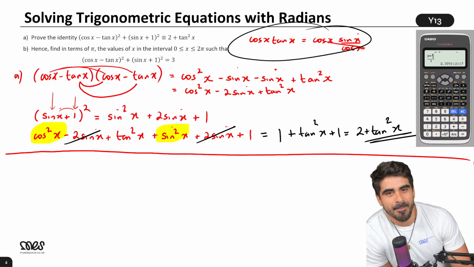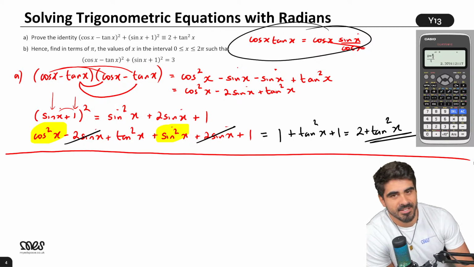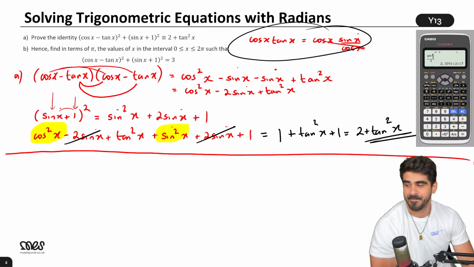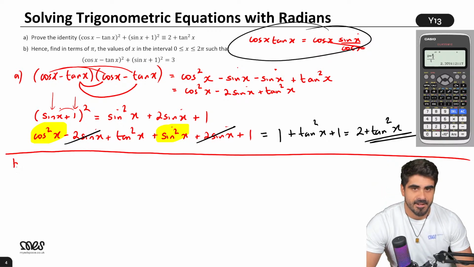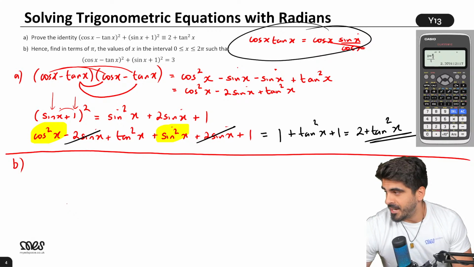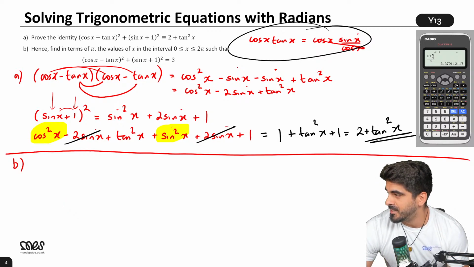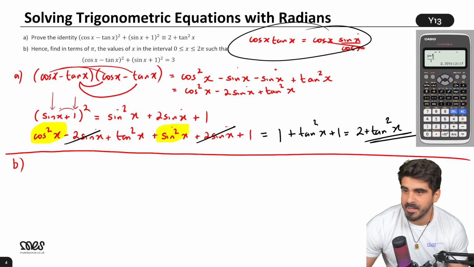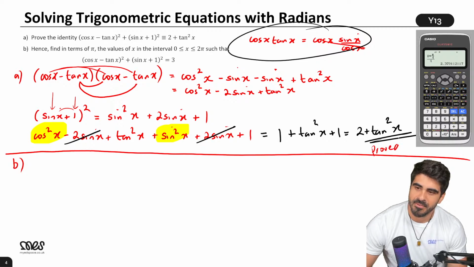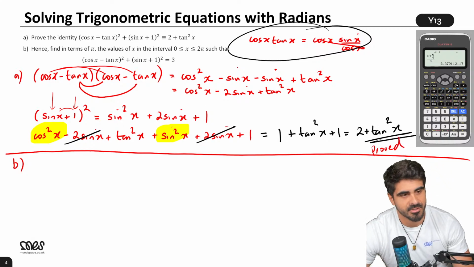Hence, find in terms of pi, the values of x between 0 and 2 pi, such that that is 3. All right, so what are we saying here? What's going on here, mate? Do you have to write QED? No, Kai. You don't need to write QED. I mean, in exams, I used to write proved. But yeah, you don't need to write QED.